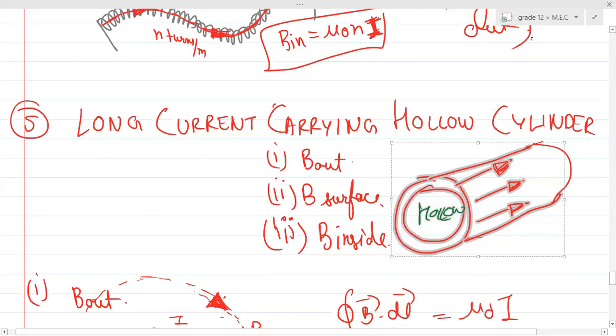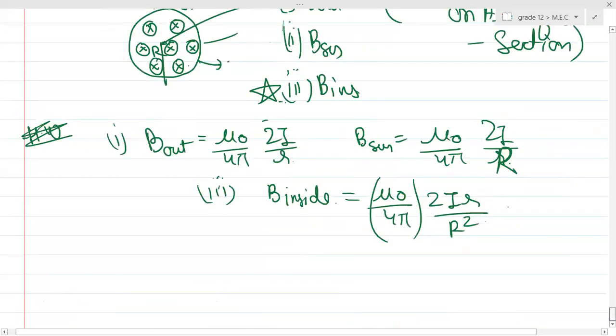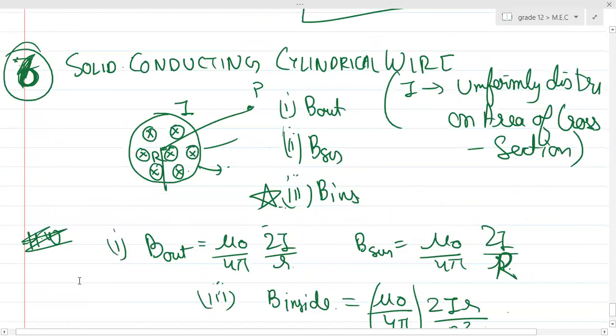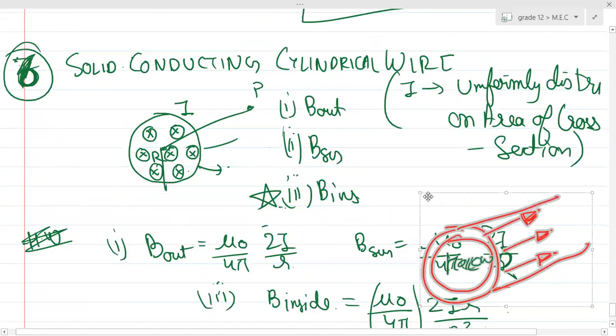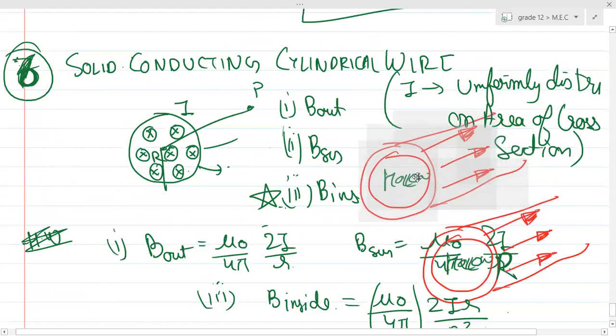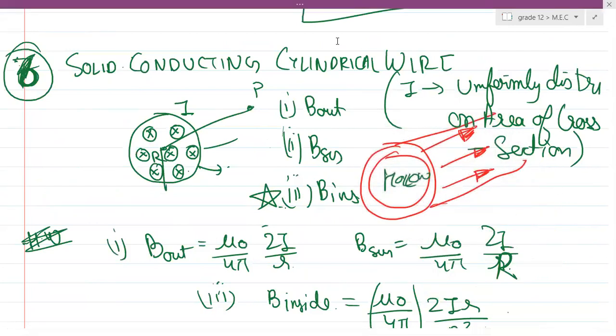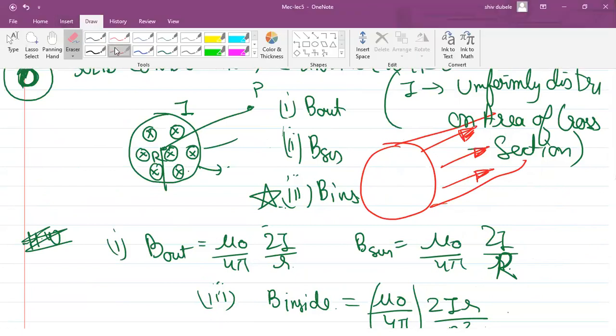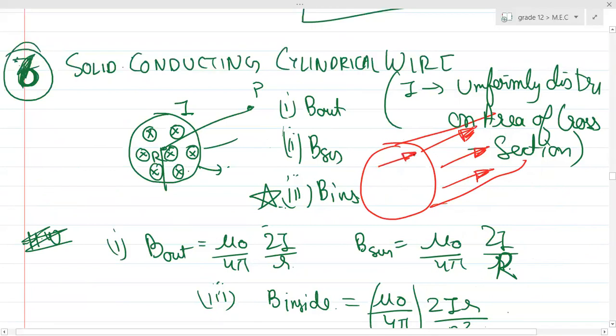It's like this. So basically, the current is going from everywhere inside the wire. Can you see? Is it clear now? Yes, sir. So this is that solid conducting cylindrical wire.